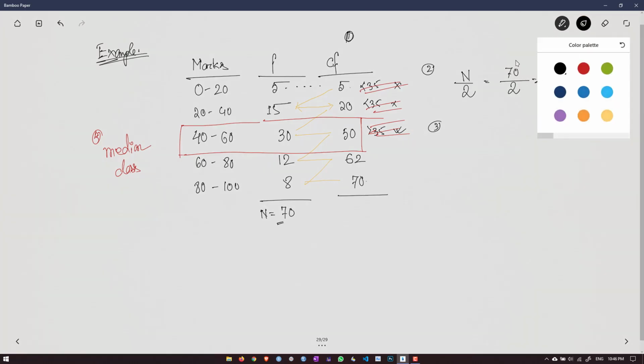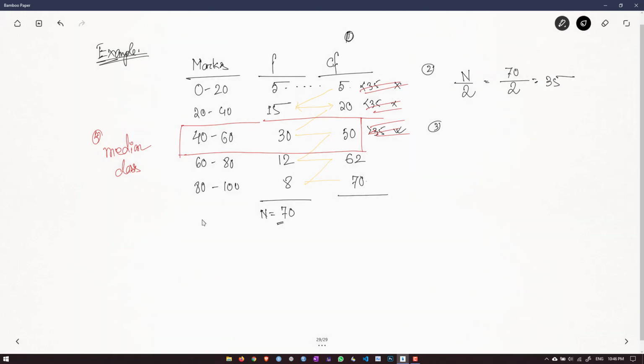Once you have found out the median class, you have to identify all the different values used in the formula. So what is the formula? Median is L plus n by 2 minus fc by f into h. So you will have to find out L.